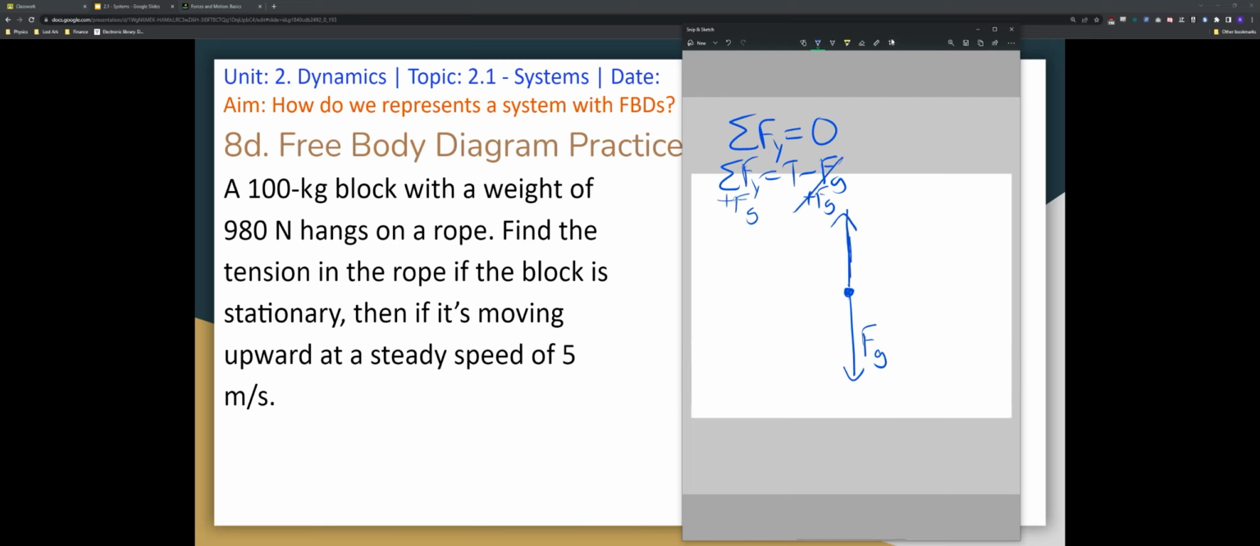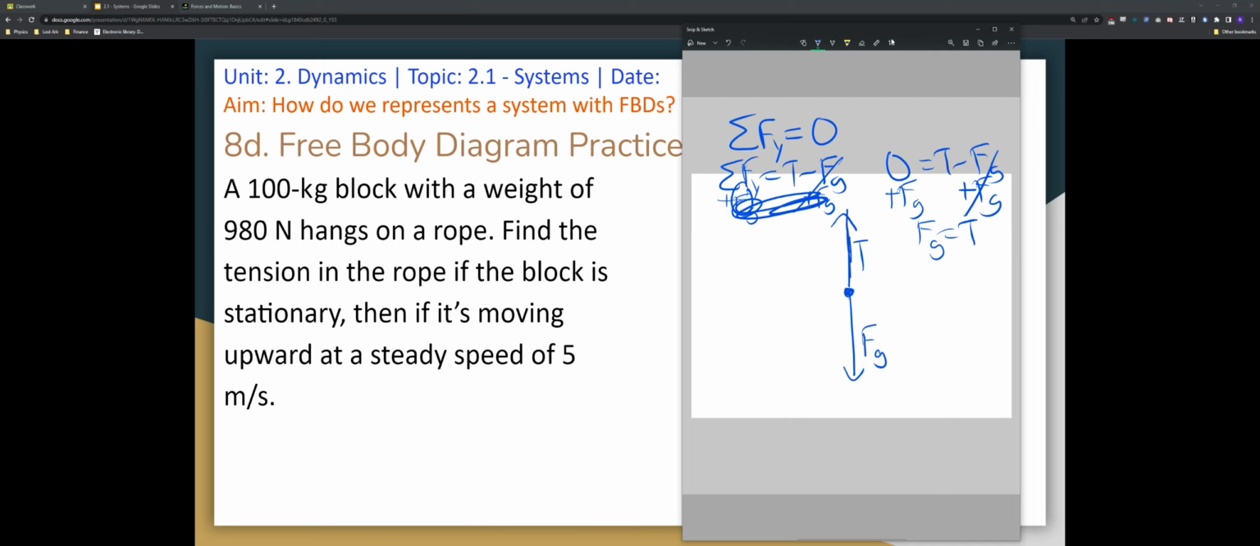And we know, I'm just going to get rid of this for now. It's going to be 0 is equal to T minus force due to gravity, right? Because my net force is 0. I'm going to add force due to gravity on both sides. So now we have force due to gravity is equal to T, right? So Fg is equal to T.